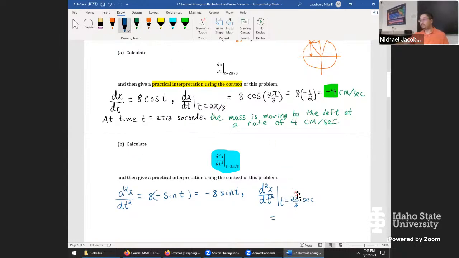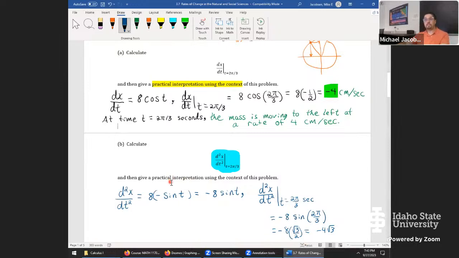All we're doing is plugging 2 pi over 3 inside that derivative that we just calculated. So now it's -8 sine 2 pi over 3. We've evaluated sine 2 pi over 3. It's right up here. It turns into root 3 over 2 if you check the trig wheel. So -8 times root 3 divided by 2 gives us -4 root 3.